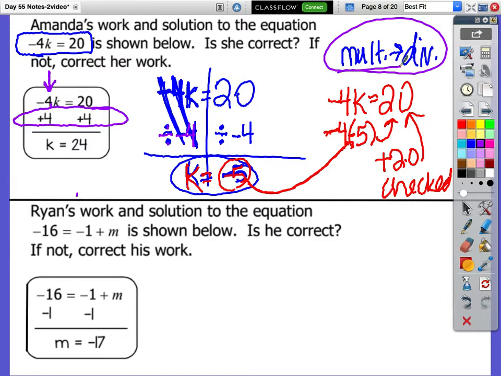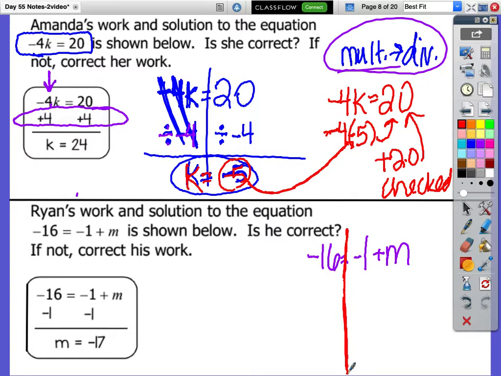Okay, rocking along. The next one: Ron's work and solution to the equation -16 equals -1 plus m is shown below. Is he correct? If not, correct his work. Now remember, I told y'all, have confidence in yourselves. Go over to the side and work this problem on your own and then go back and compare it to Ron and see where he went wrong.